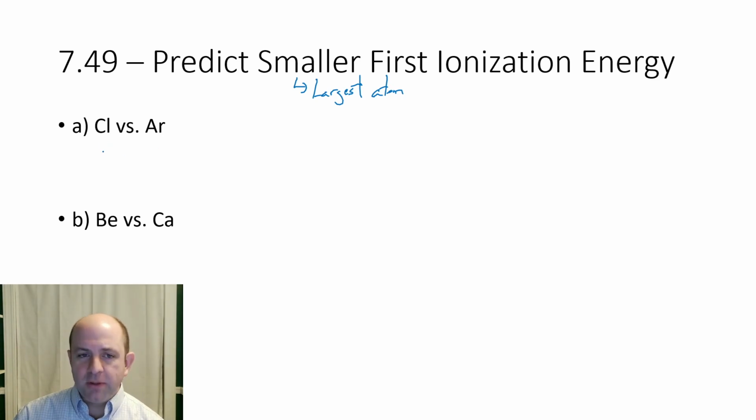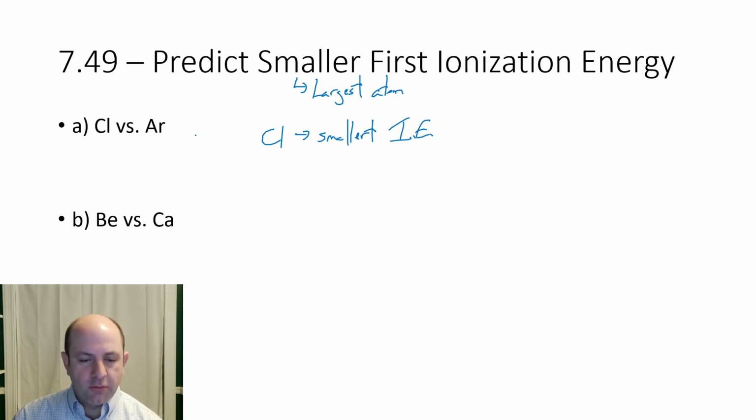So chlorine won't be pulling them as hard. So chlorine will be the smaller ionization energy, and that means argon will be larger. When we look at beryllium versus calcium, these are both in column 2A, so now we're looking at top versus bottom. Calcium will be the largest atom.